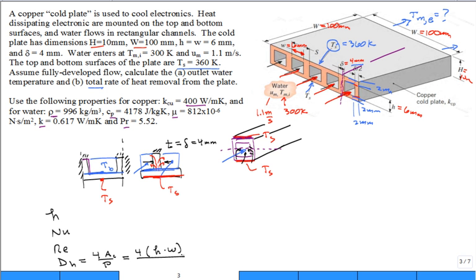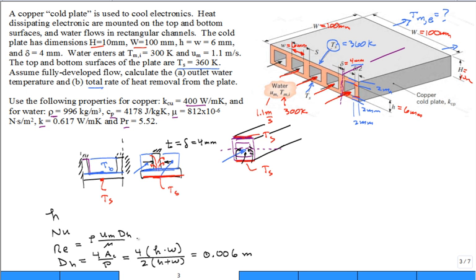That will be the cross-sectional area. They're both the same. H and W are both 6 millimeters. And then the wetted perimeter would be 2 times H plus W. When we throw our numbers in there, we get that the hydraulic diameter is 0.006 meters or 6 millimeters. We go to the Reynolds number, rho U mean d sub h divided by mu.